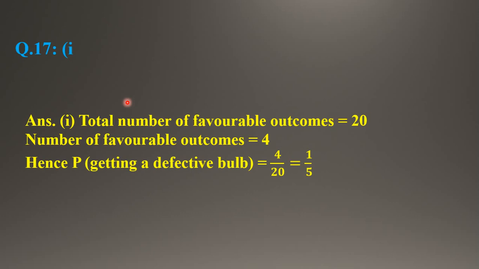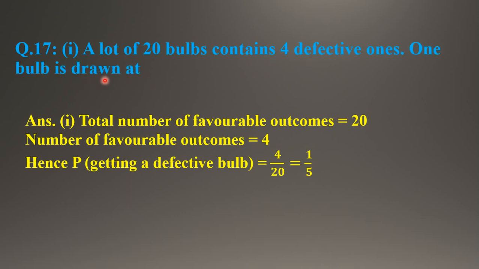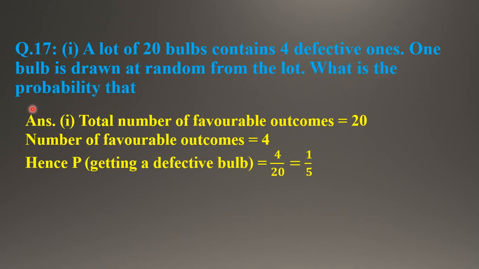Now question number 17. A lot of 20 bulbs contains 4 defective ones. One bulb is drawn at random from the lot. What is the probability that this bulb is defective? How many bulbs? 20. Therefore total number of outcomes is 20. Number of favorable outcomes is 4. We have to find the probability of defective. How many defective are there? 4. Therefore probability of getting a defective bulb is 4 upon 20. Simplify, 1 upon 5.